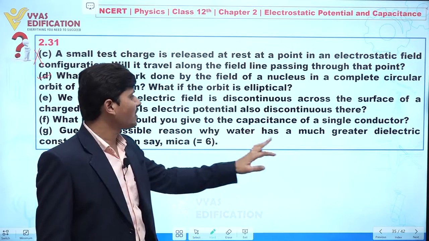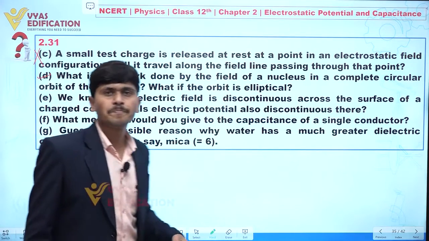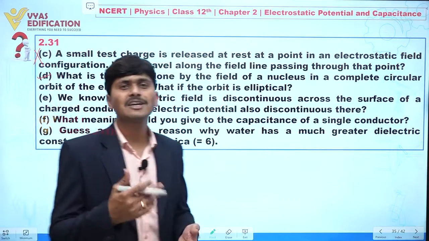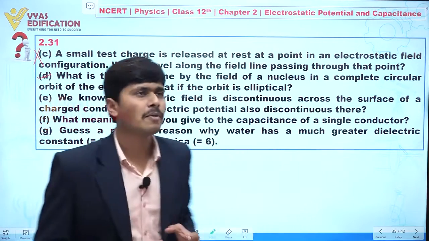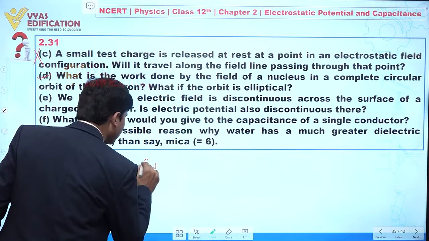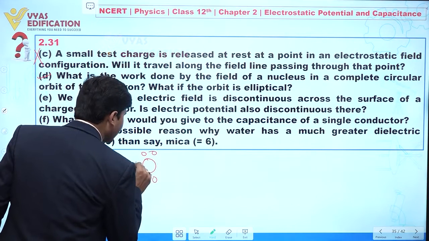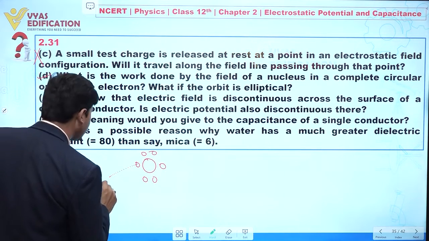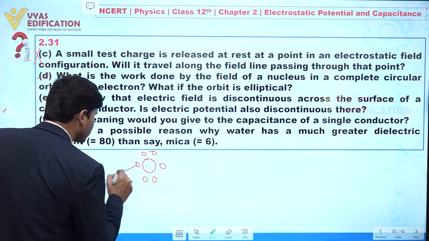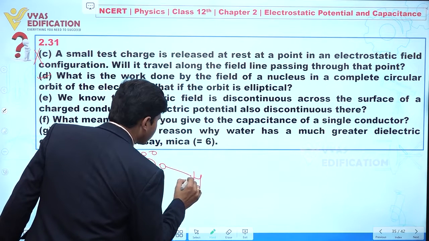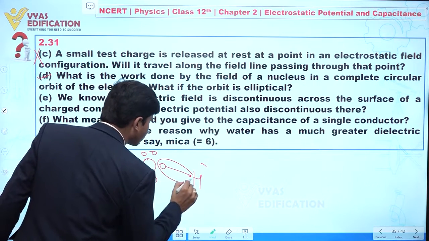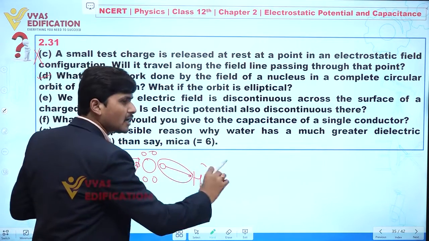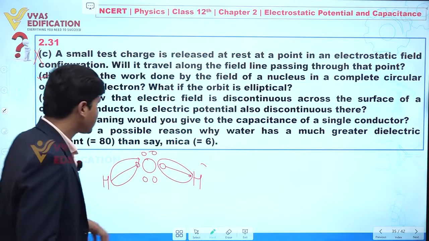Guess a possible reason why water has a much greater dielectric constant. So why does water have a much greater dielectric constant? Actually, if we talk about the structure of a water molecule, the structure is given like this. Oxygen has 6 outermost electrons and 1 electron is shared by each hydrogen. Clear? Like this. So the octet of hydrogen and oxygen both is completed. Clear? So we have here a strong bond.